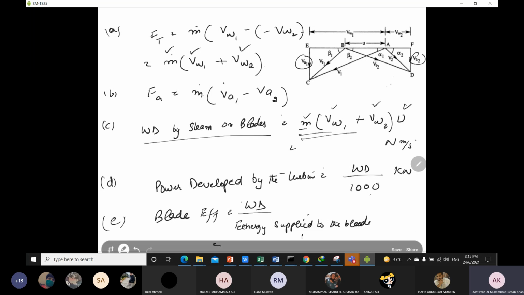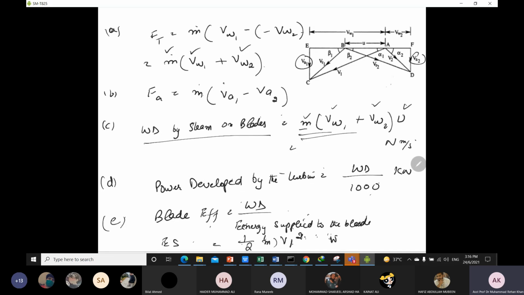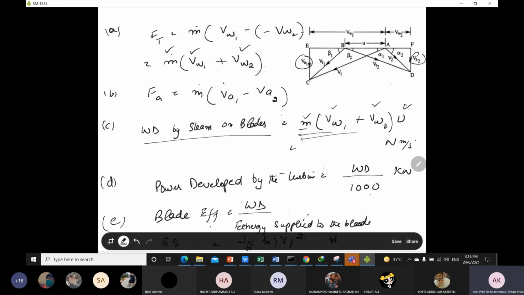Basically, the energy supplied is half m V1 squared. This V1 is the absolute velocity of the steam coming out of the nozzle, and m is the mass flow rate. Because this is in kilowatt, you have to convert the units, or you can say it is in watt, because this is the mass flow rate. If we have the mass flow rate and the absolute velocity at the inlet, we can easily find the energy supplied. Then we put it into this formula and find the blade efficiency easily. You have to note it down, then we'll move to the next slide.